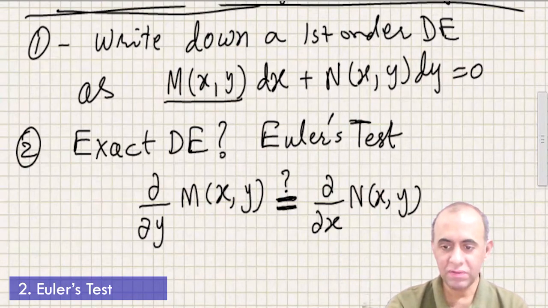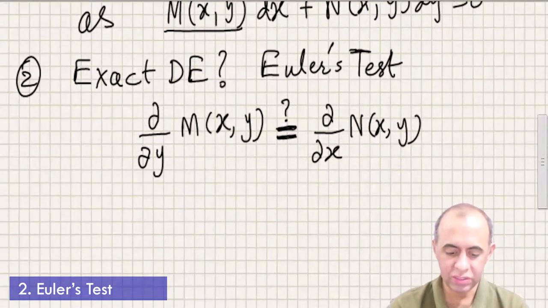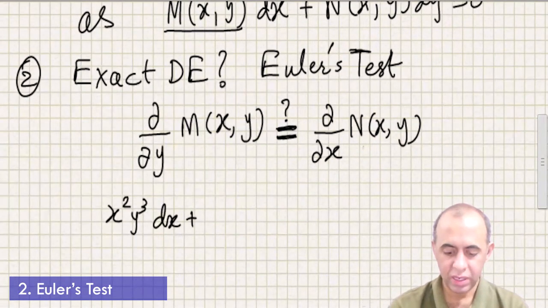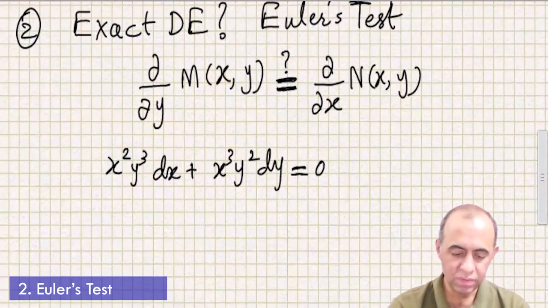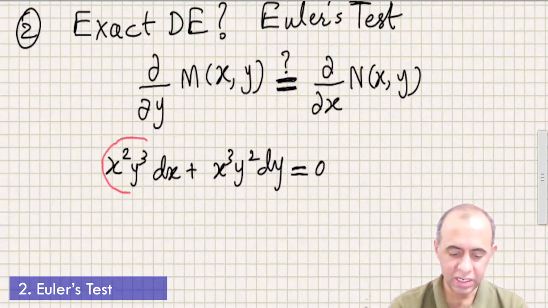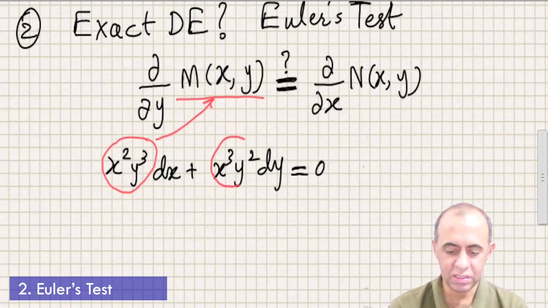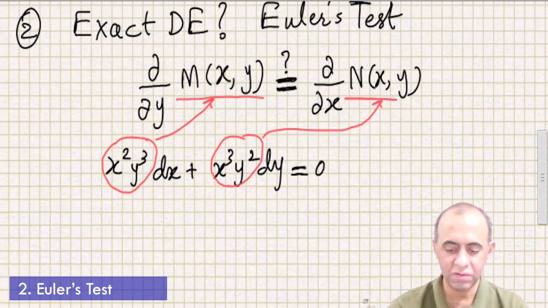So let's first do an example. For example, we have the equation x^2 y^3 dx plus x^3 y^2 dy equal to 0. So what do we need to do? First, we recognize this as M of x comma y, and this other part we call N of x comma y. This is the first step.